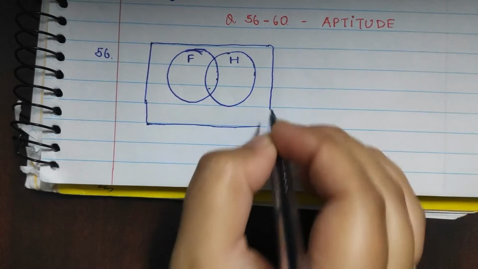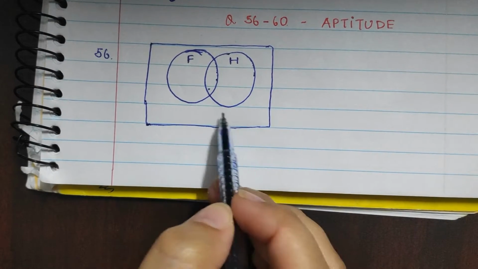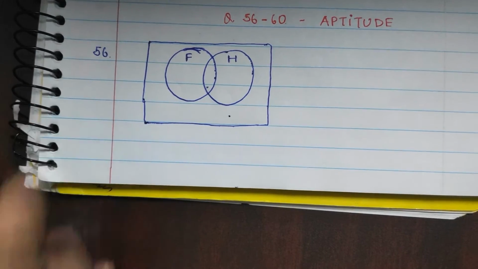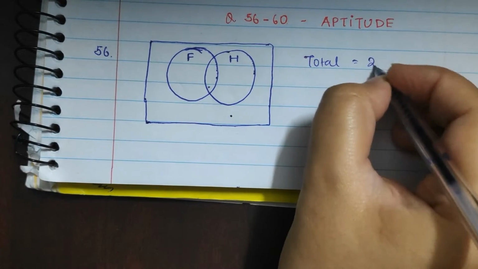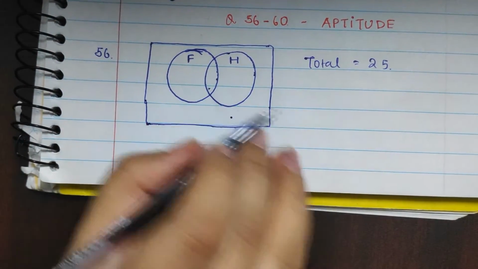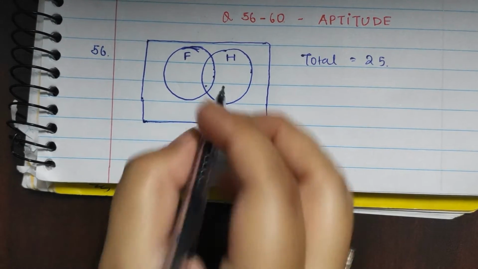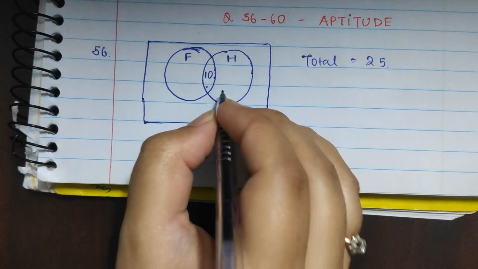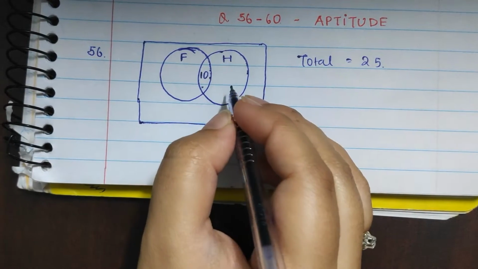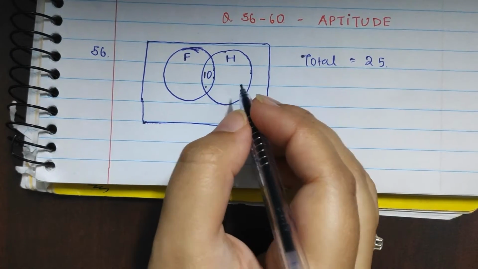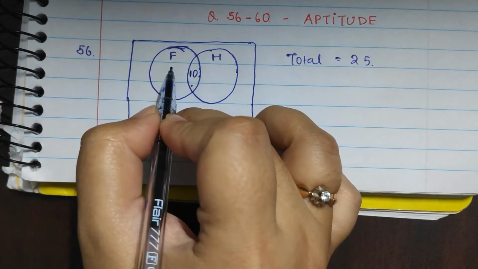This box will represent the total number of people, and basically this will represent the people who play neither football nor hockey. So we know that the total number of people is 25. Now 15 of them play hockey and 17 of them play football, and 10 of them play both. So this will be 10, because they play both hockey and football. Now as I said, 15 of them play hockey. So out of the 15 people that play hockey, 10 people also play football.